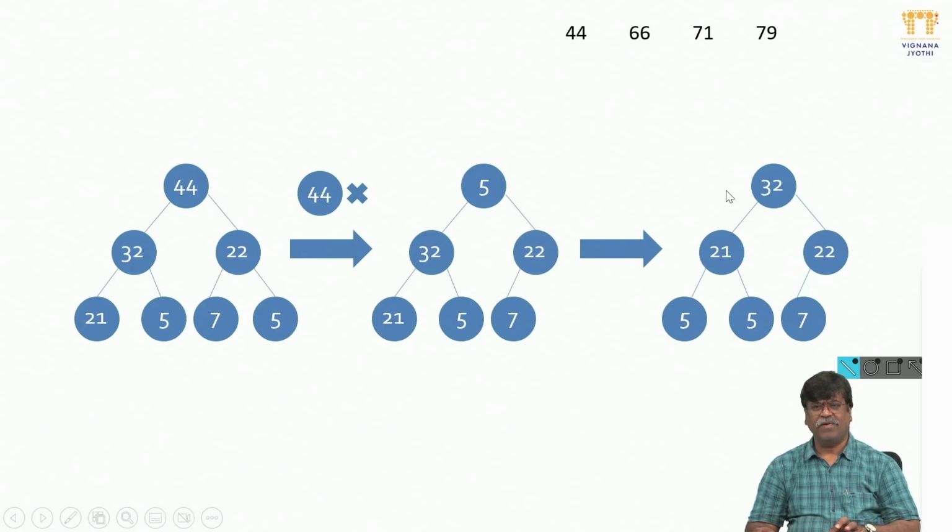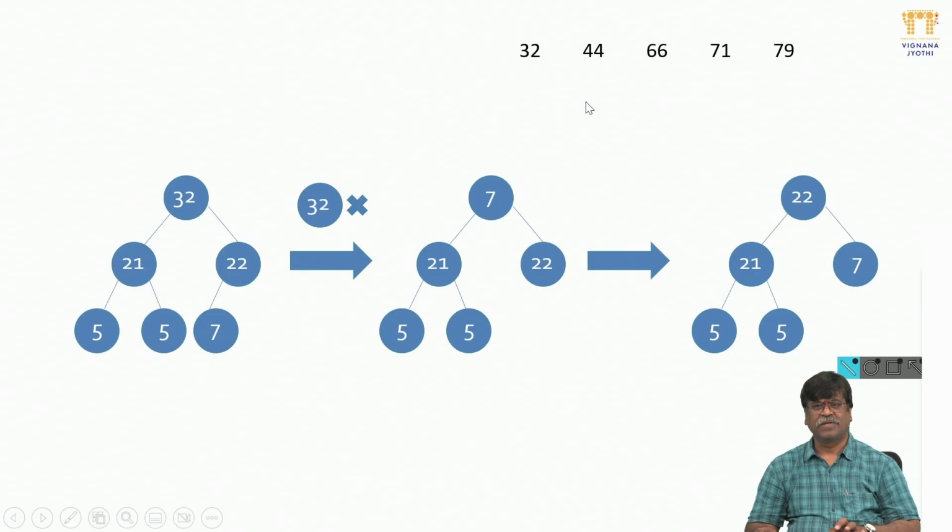So now you can remove 32 from the root place. So 32 is removed from the tree and you can copy the last element 7 into the root place. Now you can apply this max heap property and rearrange the data in the tree. So 7 is the root, left child is 21, right child is 22. Which one is maximum? 22 is maximum. So 22 will go to the root place and 7 will come to the right child. So this is the max heap you will generate now.